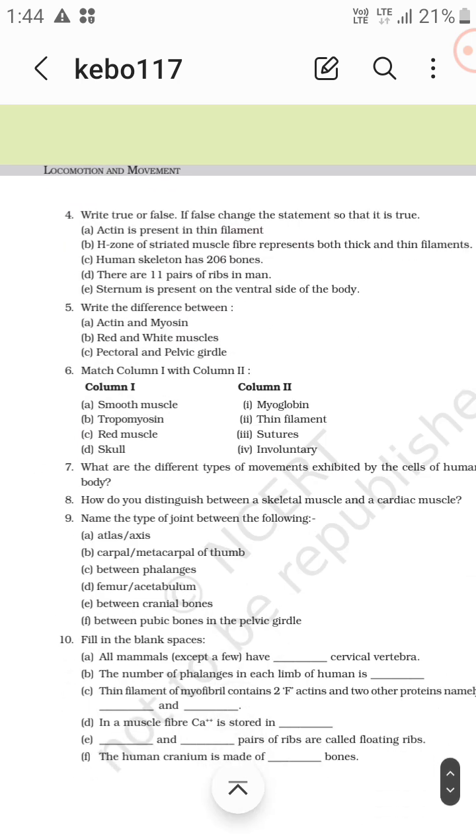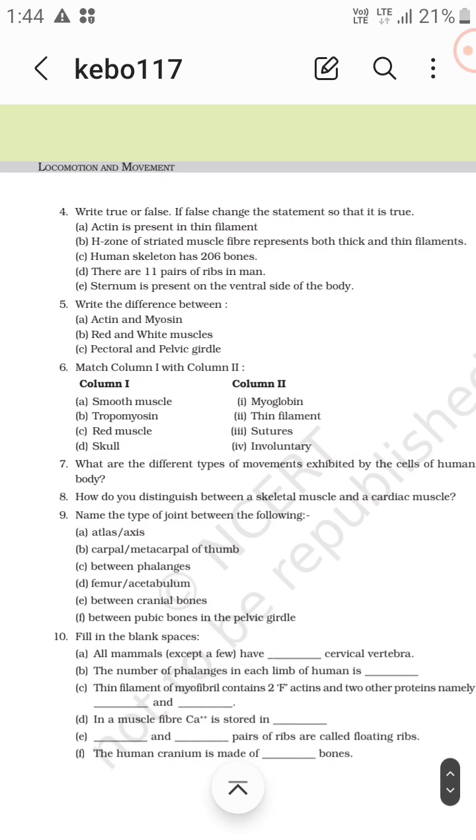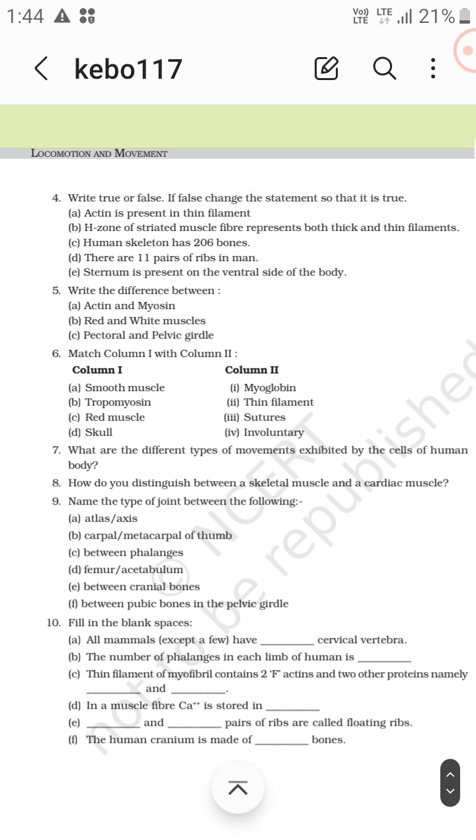Okay, the next question: write true or false. If false, change the statement so that it is true. Now, actin is present in the thin filament. Exactly, actin is in the thin filament.